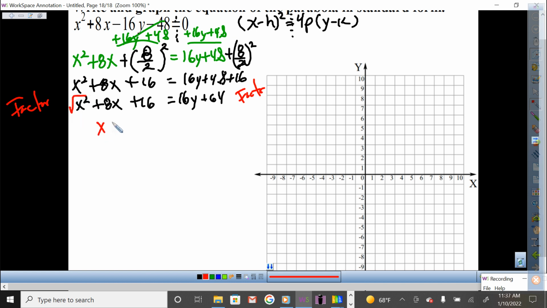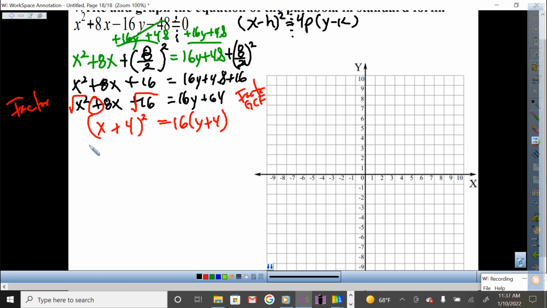Square root of the first, yes. Square root of the last, 4. Sign of the middle, squared. This side, we can't use that method, but we can find what? GCF. What's our GCF? 16, and we're left with y plus 4.